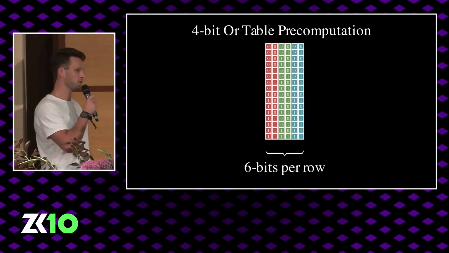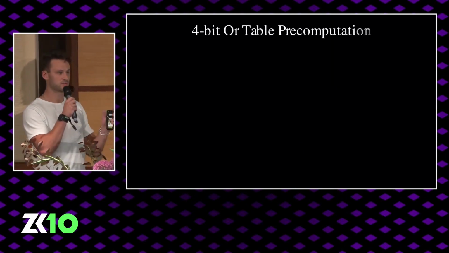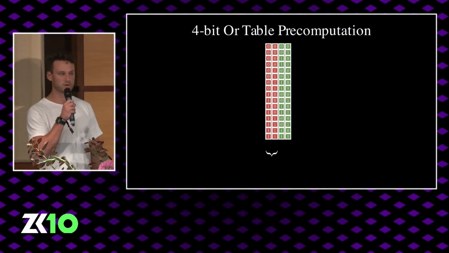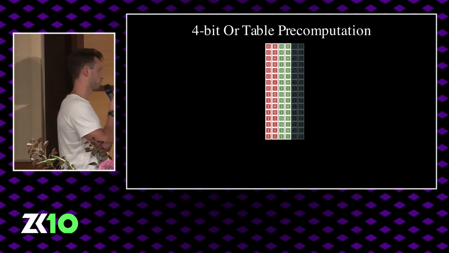Unfortunately, for large VMs with 64-bit operands, this table grows to size 2 to the 128 rows, which is impractical to pre-compute, much less to commit to or create evaluation proofs over. So what can we do instead?